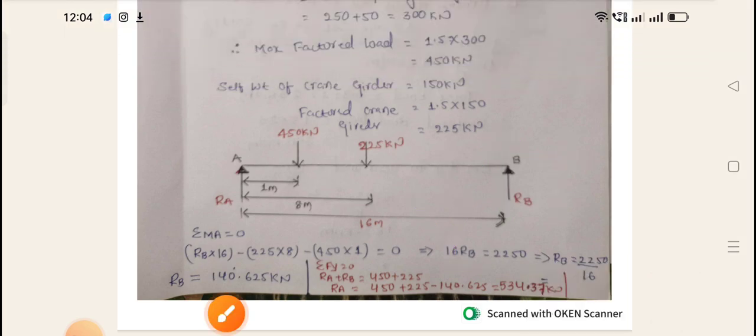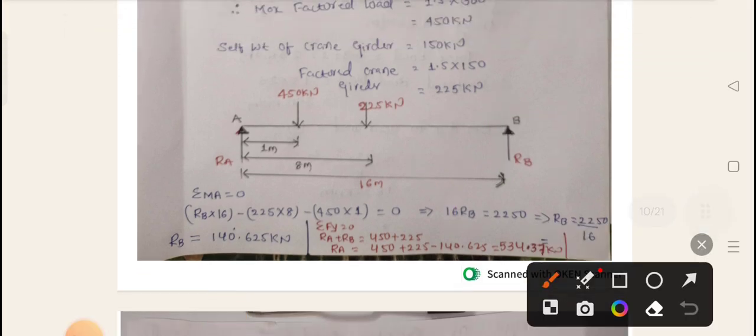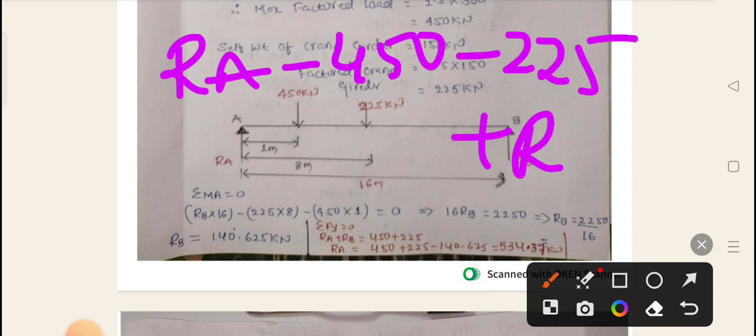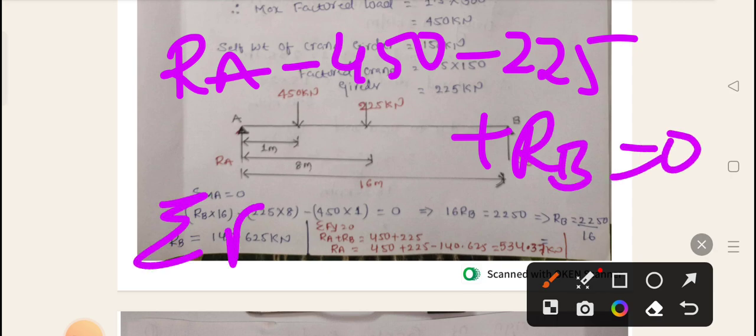So for this one, RA is going upward, so it is positive. And 450 is going downward, so minus 450, minus 225, plus RB, that is equal to 0. What I have done: I have taken summation of Fy equal to 0. Fy means the algebraic sum of all the vertical forces. So I have written RA plus RB on this side, and 450 and 225 taken to that side.